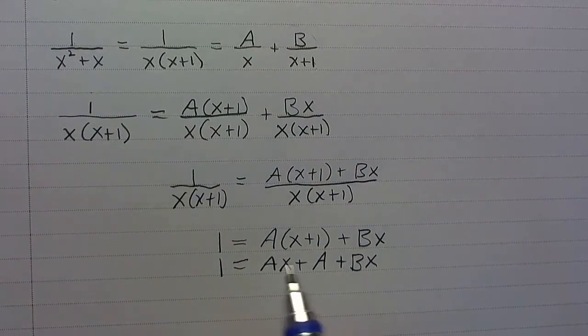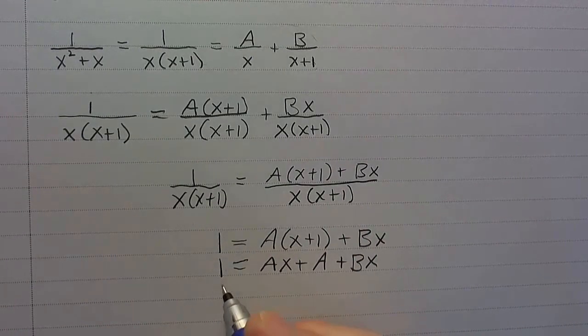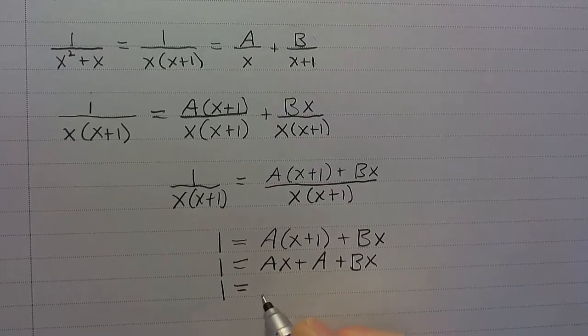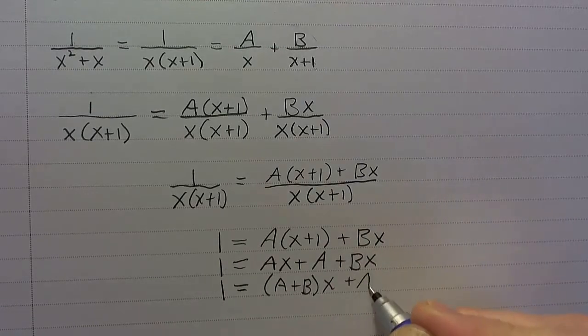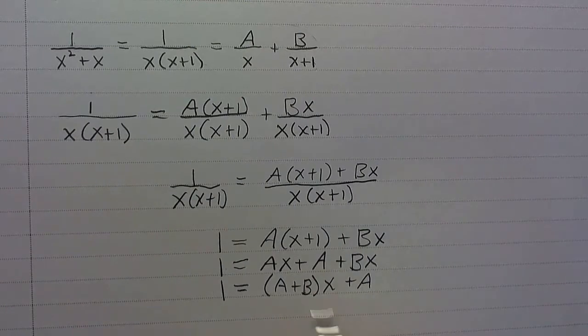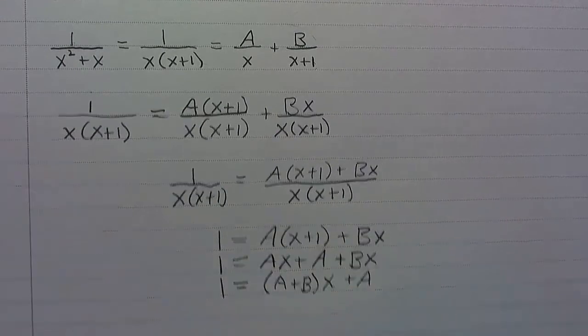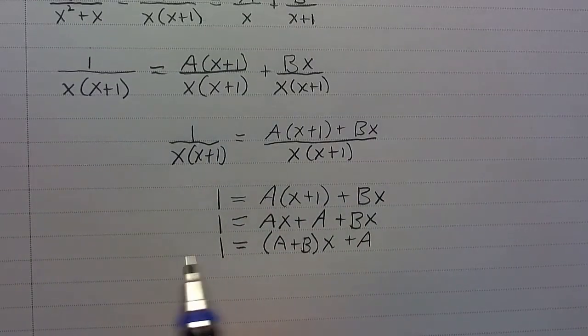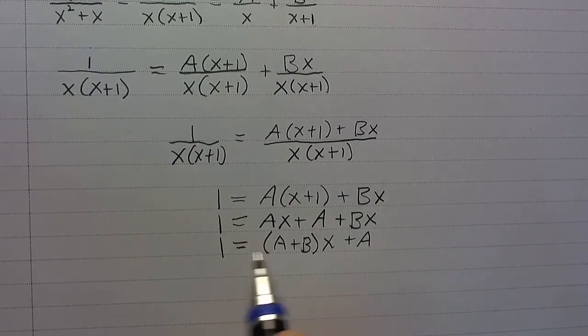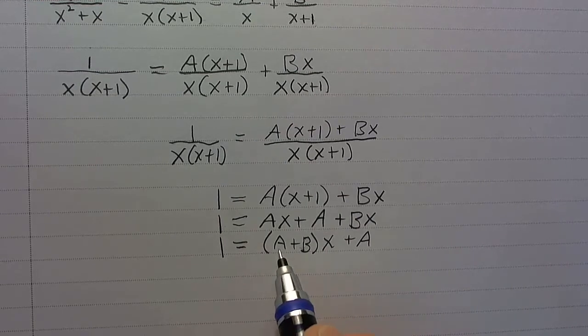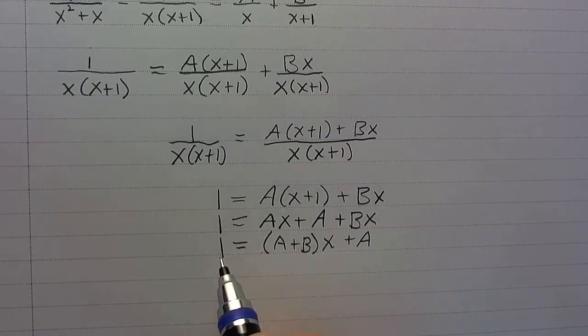Now remember, this side has to equal 1. So I want to group my x's together. So I've got Ax plus Bx. Let me factor out the x. So I just did a little bit of rearranging here, put the x's together, factored out the x, and then I've got the A here. Now notice on the left-hand side, there is no x. Well, that means that if the left and right side are equal, this coefficient of x must be 0, since there's no x over here.